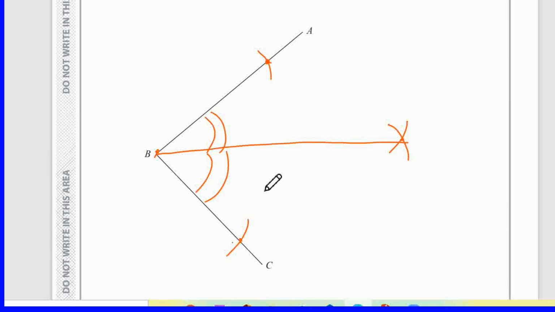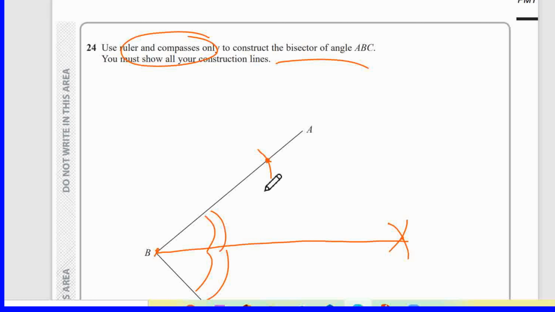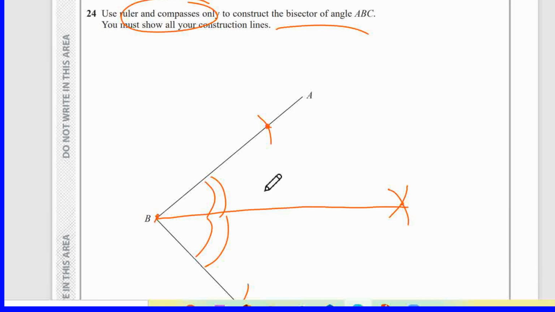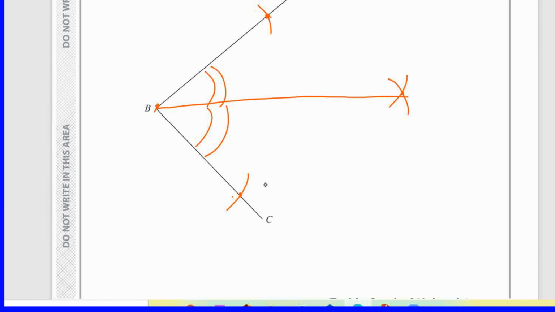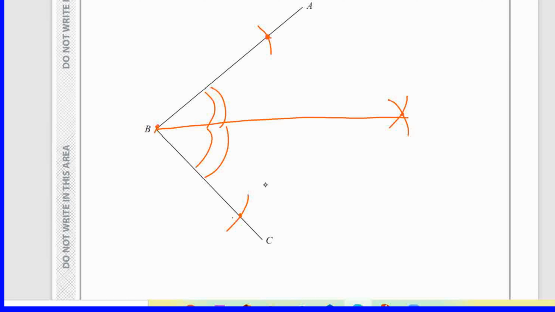Okay. Ruler and compass. We have to do these steps carefully. Okay. End of this paper.